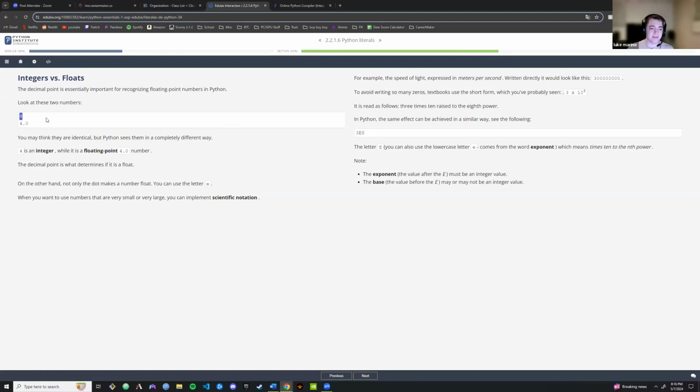No, that's exactly right. That's an integer, and this is a float. It's a float because of the decimal point here. So Python is always going to read it that way. If it sees a decimal point, it's going to read it as a float. As it says here, what determines a float is the decimal point.